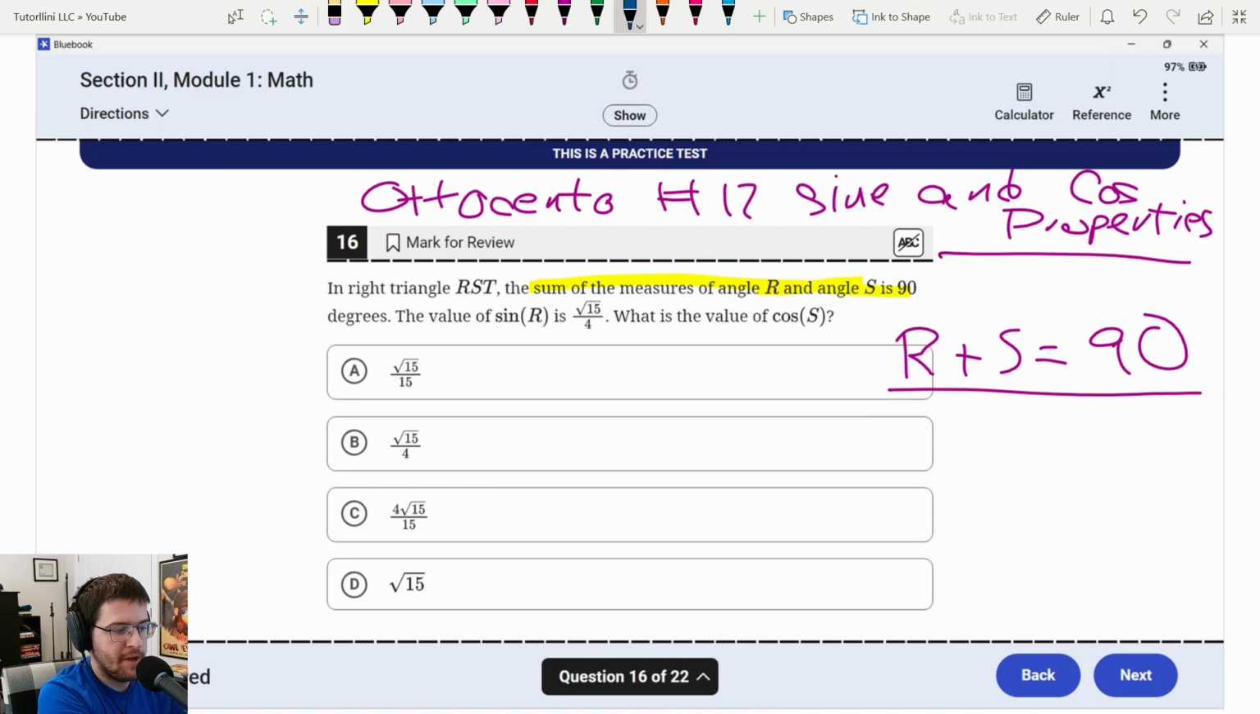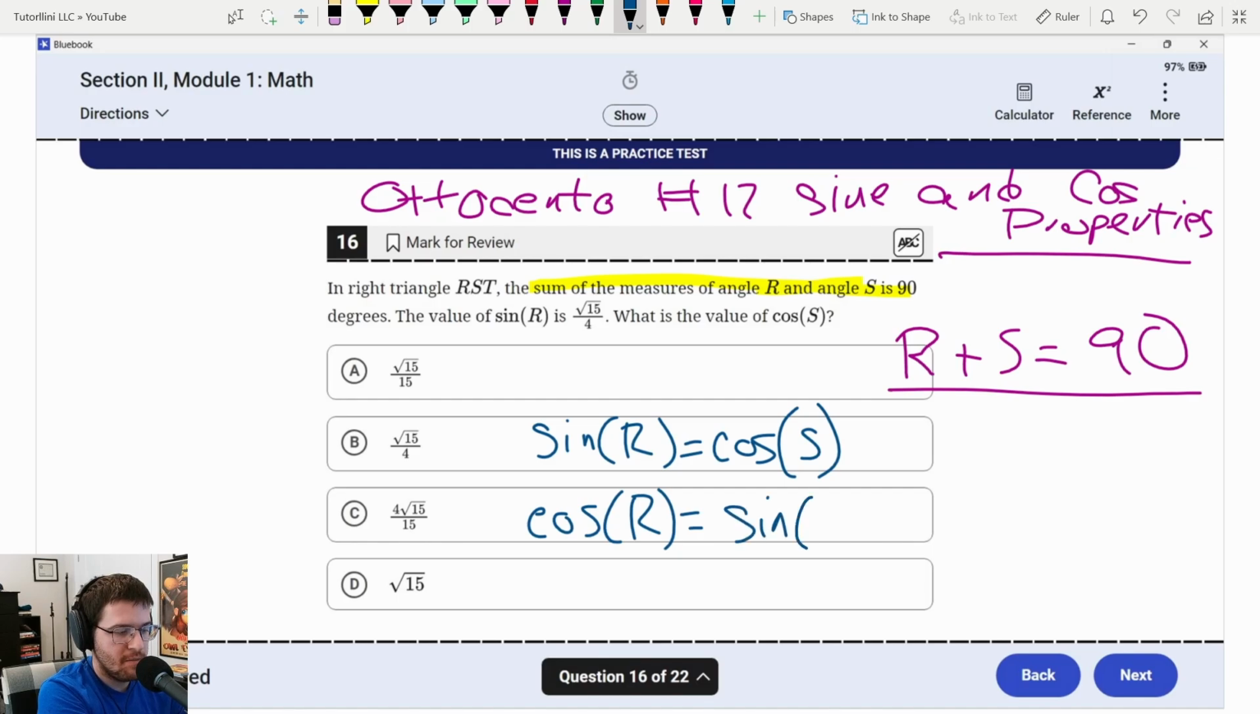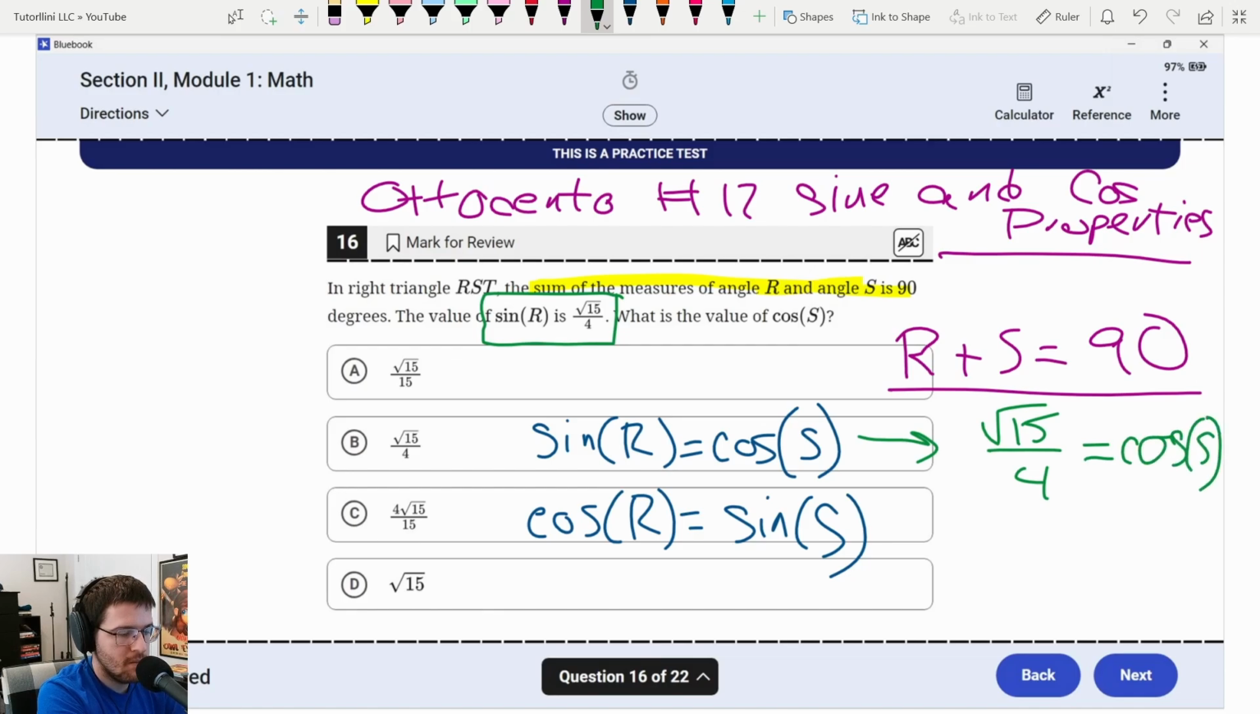So there's two equations we can write. We can write sine of r equals cosine of s. And we can similarly write cosine of r equals sine of s. Maybe you're noticing the first one pretty much exactly mimics the question, so we're going to use that one. So I'll come over here, sine of r equals cosine s. Well, they told me sine of r is root 15 over 4, so root 15 over 4 must be equal to cosine s. And that is looking like answer choice B.